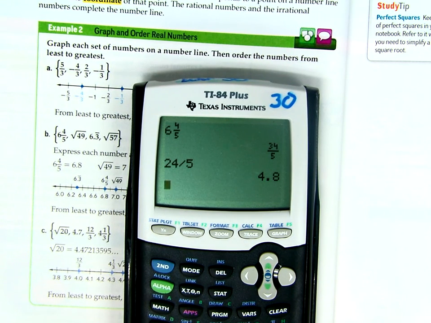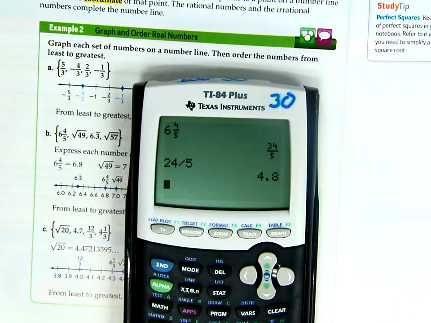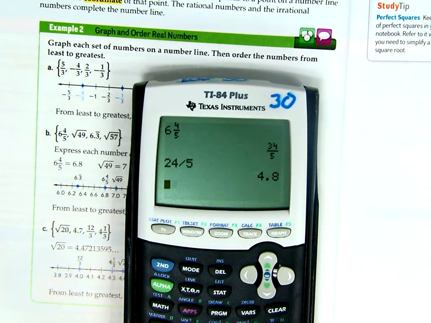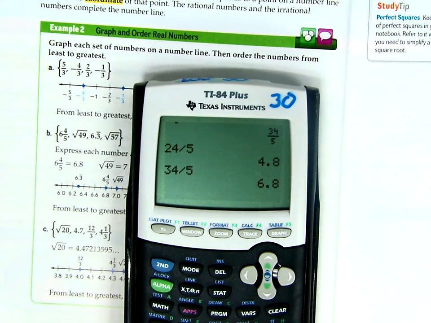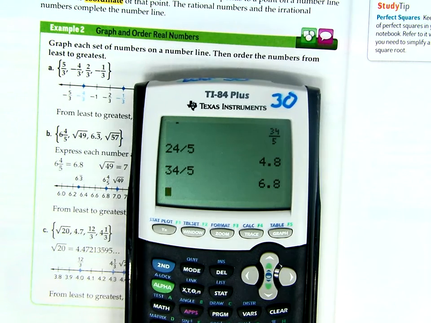You said 24 divided by 5? Shouldn't it be 34? Is it 34? I'm sorry, I didn't have my glasses on. It should be a point. I'm sorry. Picky. 6.8.